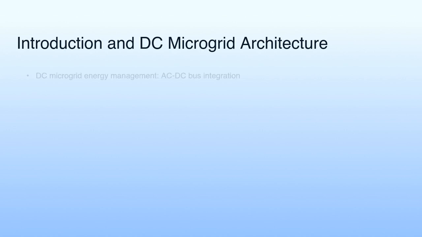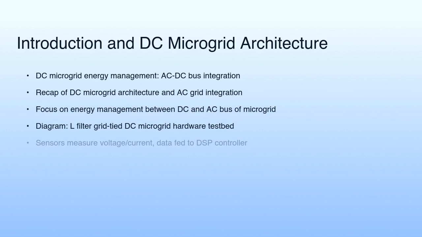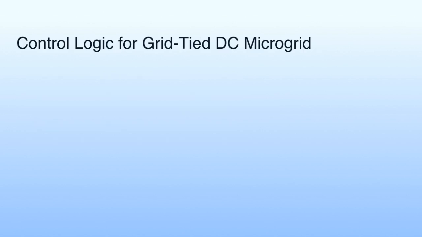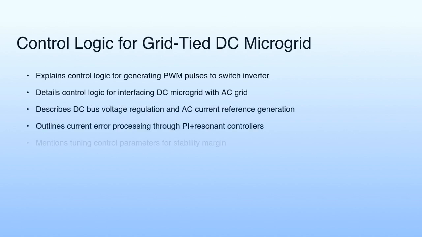The video begins by introducing the concept of a DC microgrid and its architecture, highlighting the integration of an AC-DC bus and the focus on energy management between the two. It delves into the control logic for generating the PWM pulses to switch the inverter, detailing the process of interfacing the DC microgrid with the AC grid, including DC bus voltage regulation and AC current reference generation.